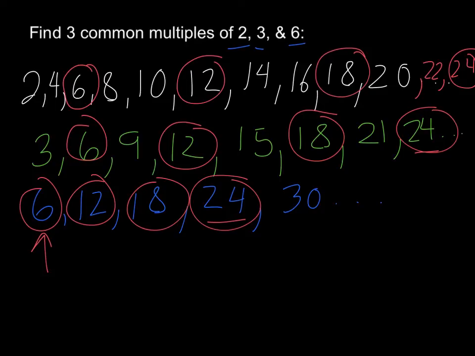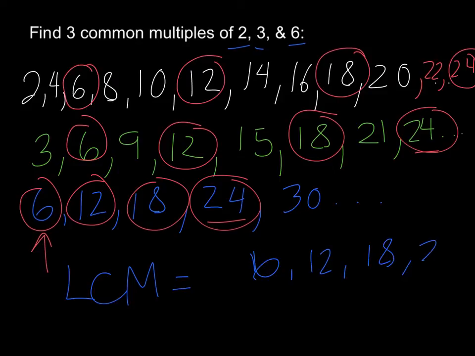Now, as we did before, let's decide what is the least common multiple, the lowest common number that's in all the lists, and that means it's simply the smallest of my multiples. I've got 6, 12, 18, and 24. What's the smallest? Of course, the smallest is 6. So my lowest common multiple is 6.